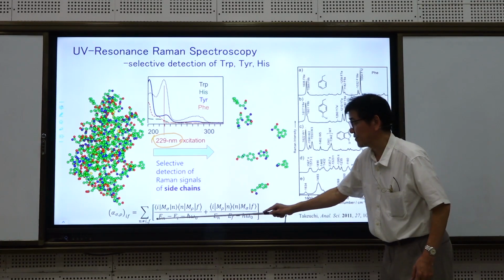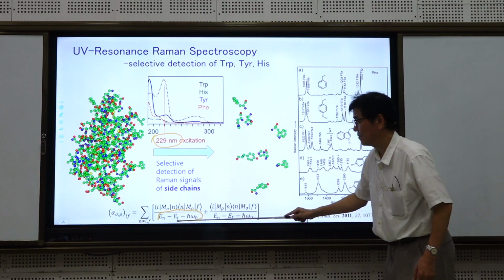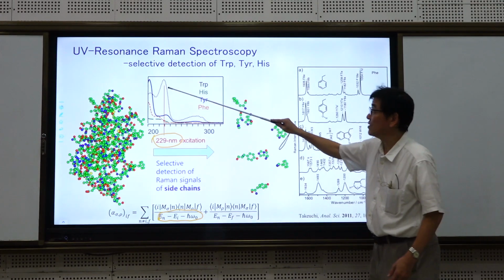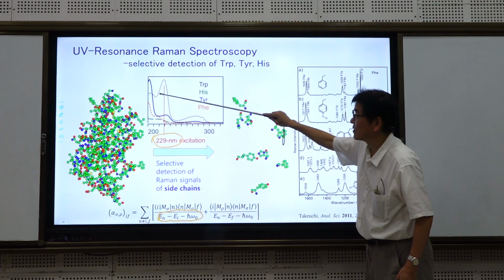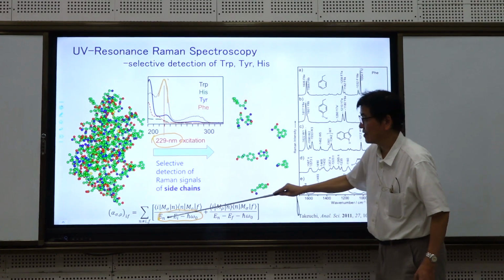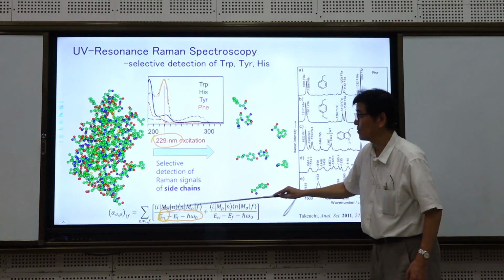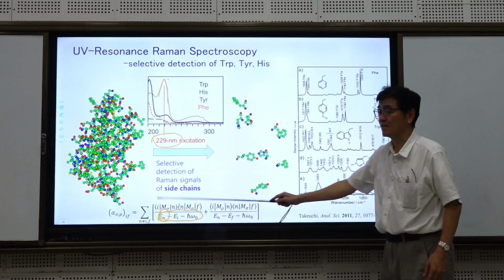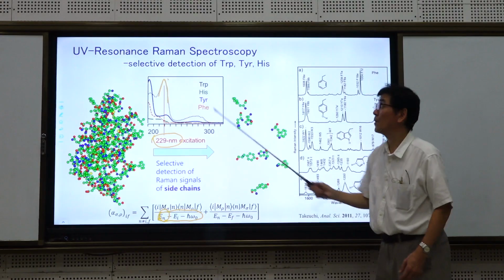So this is due to the resonance effect. By choosing an excitation wavelength that matches with the real excited state, the intermediate state, we can enhance the Raman signal of the chromophore.